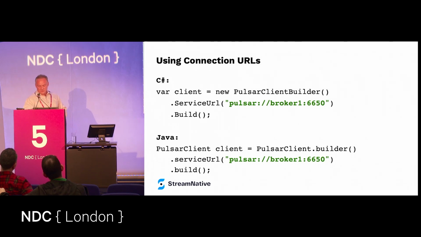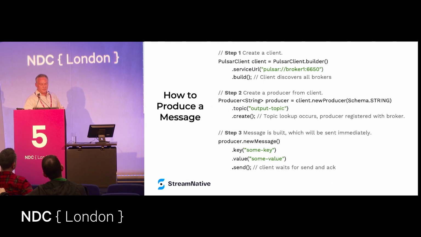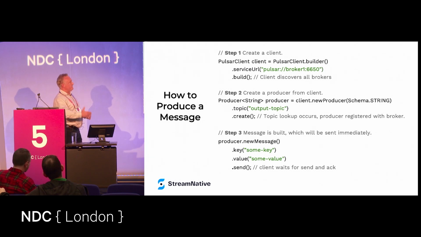Just showing you the Java code as well, because I'm a Java developer. So this little block of code is, okay, I want to start writing messages to Pulsar. This is how you do it. You create the client, as we saw on the previous slide. Then you create a producer from that client, once the client's connected and established.